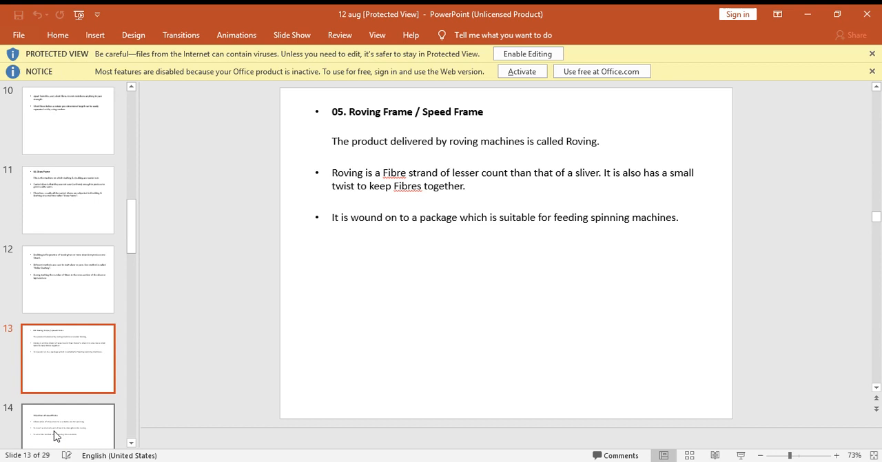Roving frame or speed frame. The product produced by roving machines is called roving. Roving is a fiber strand of lesser count than that of the sliver. It also has a small twist to keep fibers together. It is wound onto a package which is suitable for feeding to spinning machines.